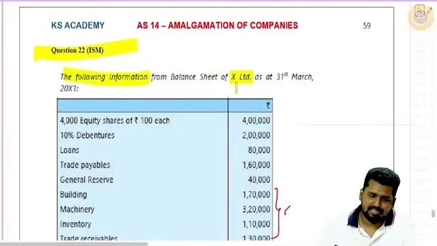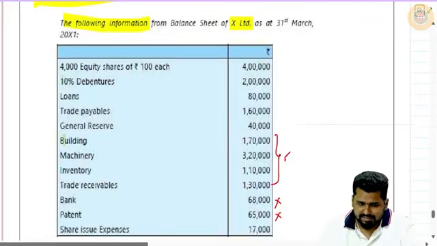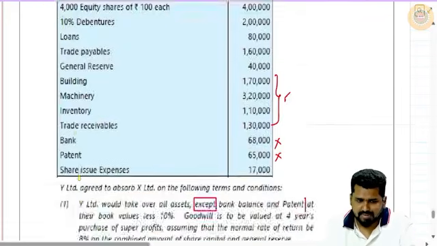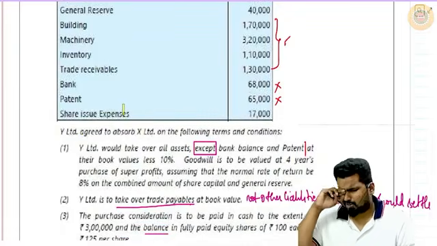Okay, X Limited's balance sheet has 4,000 equity shares, 10% debentures, loans, trade payables, general reserve, building, machinery, inventory, trade receivables, bank, patents, and share issue expenses. Share issue expenses should be taken to equity shareholders.